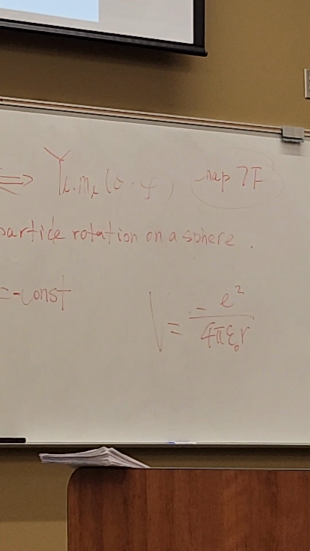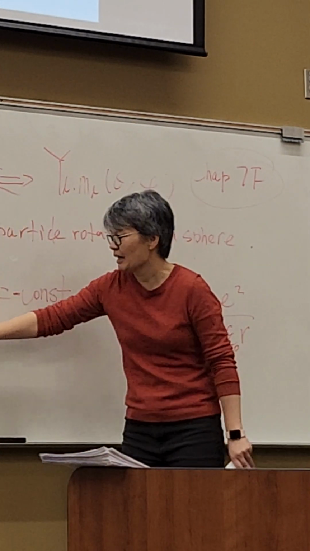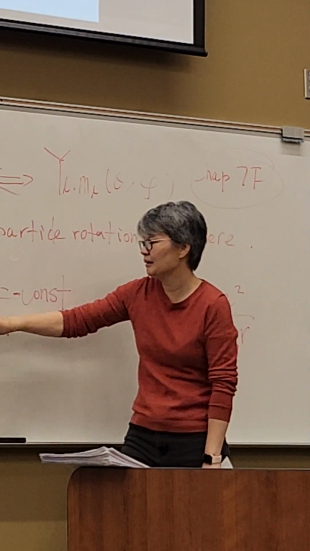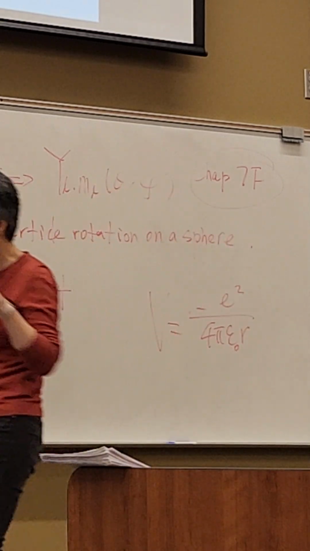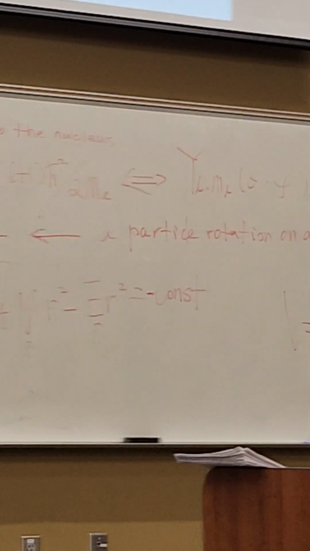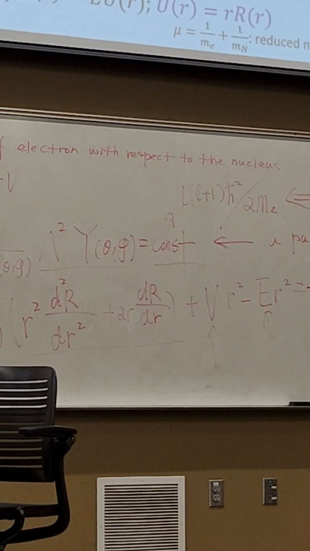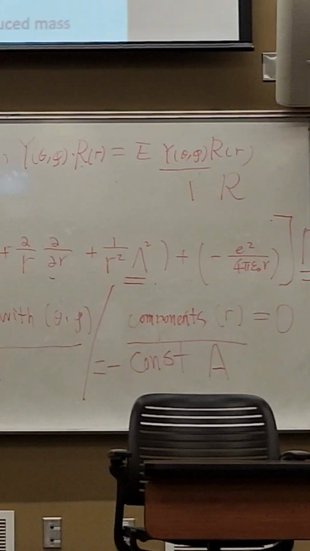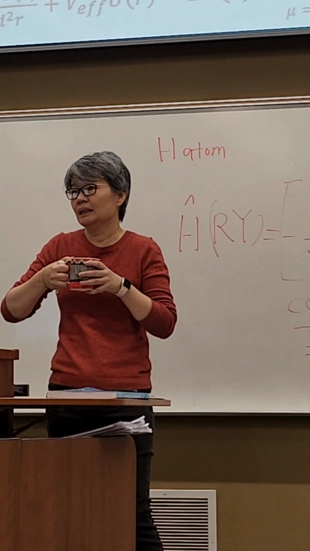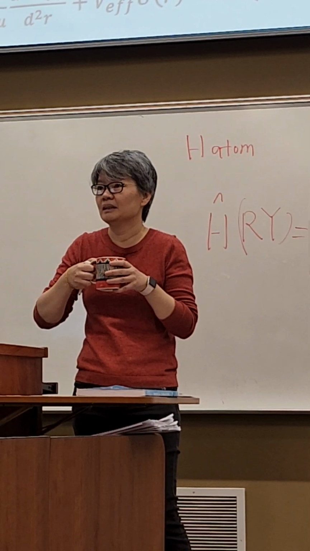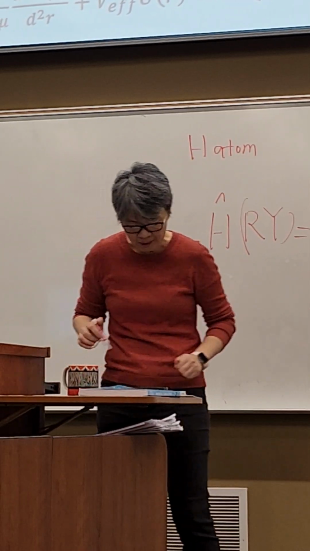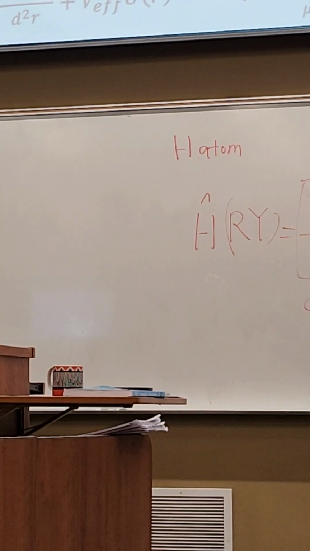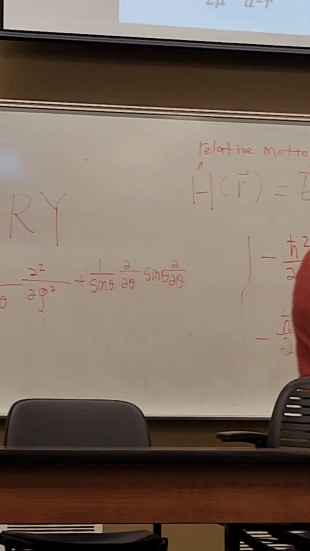So it's negative. That's your potential energy. Is that right? And then what else do you have? You have the minus E. What is E here? Energy. Okay, all right. Now, how are we going to solve for this one?